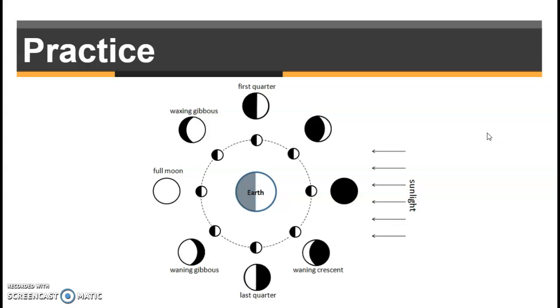So things to take away from this last section. One is, what is an eclipse, a solar eclipse? What is a lunar eclipse? And how do the moon phases work? So what is a waxing gibbous, a waning gibbous, a waxing crescent, and a waning crescent? What is a full moon, and what is a new moon?